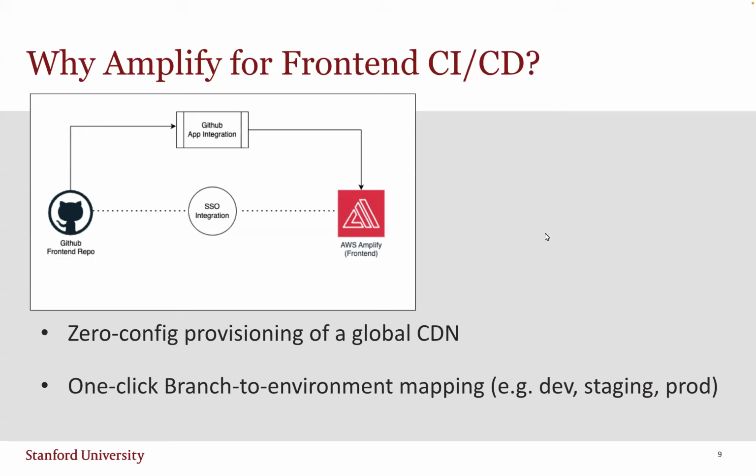And also one-click branch to environment mapping. So if we want to maintain multiple different environments for this website, then the easiest way using Amplify is we just create different branches under the GitHub repo and then map them to Amplify, and then it will recognize each as a different environment. And then we can specify one specific repo branch as a production environment, and it will treat it as a production environment.